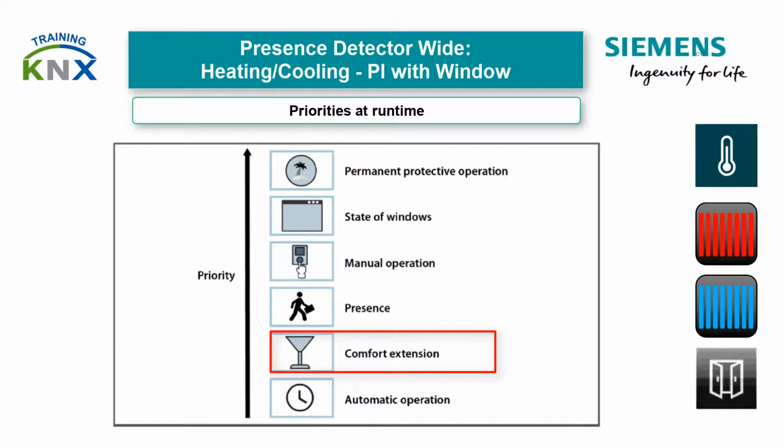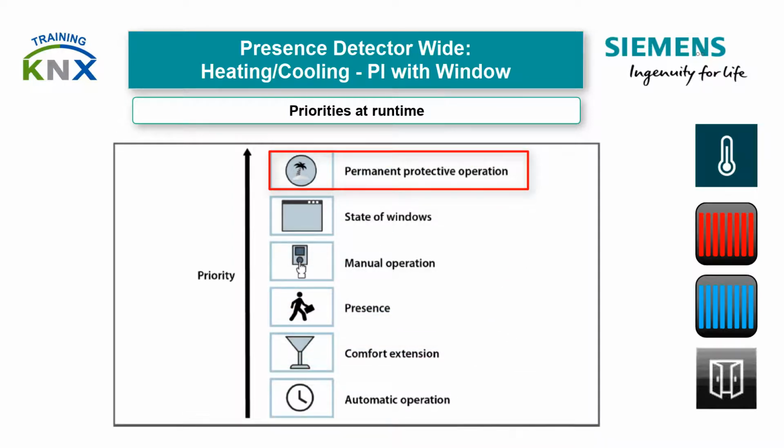A. COMP4 extension, colloquially also called party button. If a logical one is sent to this object, the controller switches to the comfort mode for the parameterized overshoot time. This feature overrides, as priority 5, only the automatic mode.